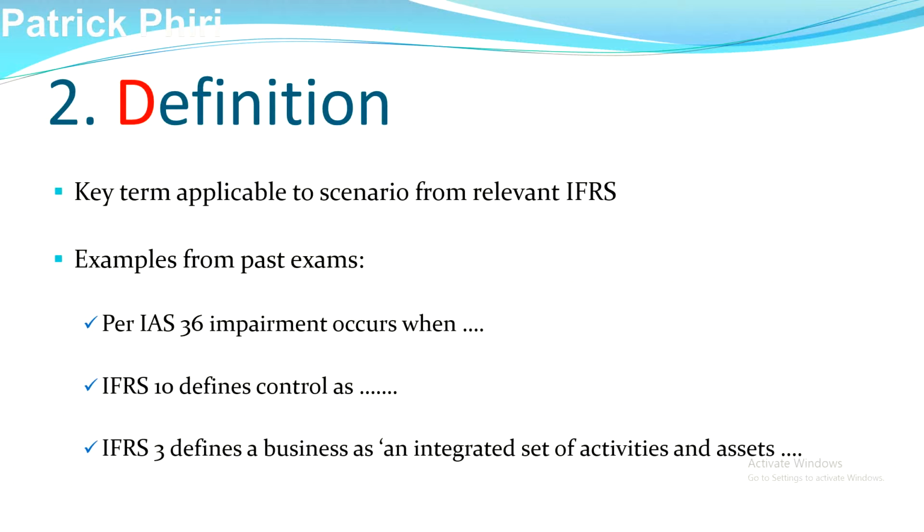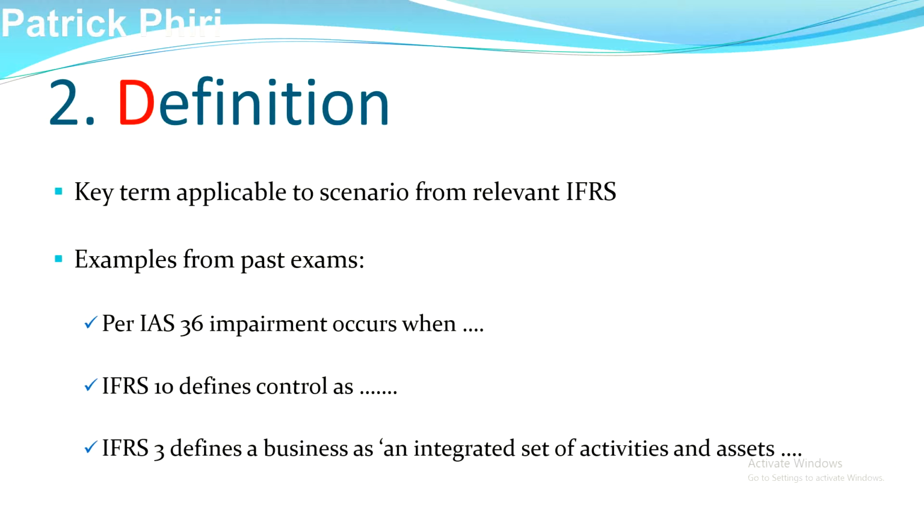So IFRS 3 would define a business as an integrated set of activities and assets capable of being managed. And so you need to be able to define the key terms. Okay. Now, be very careful here. I'm not saying start answering and just start defining words. No. In a certain exhibit, it could be an impairment. So just one definition, what impairment is.